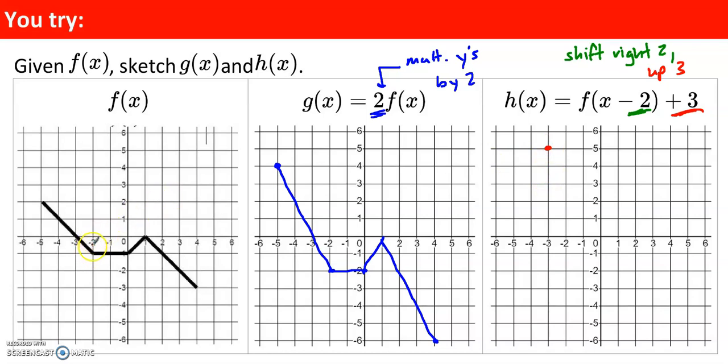If I take the end of that first segment, which was at -2, -1, right 2 and up 3, I'm at 0, 2. If I take the point at 0, -1, right 2 and up 3, I'm at 2, 2. I see a point at 1, 0, right 2, up 3, puts me at 3, 3. And then for the point that was at 4, -3, right 2 and up 3, gets me to 6, 0.